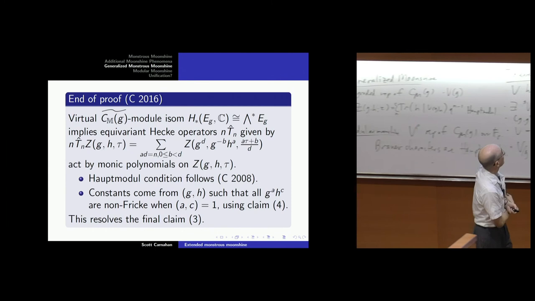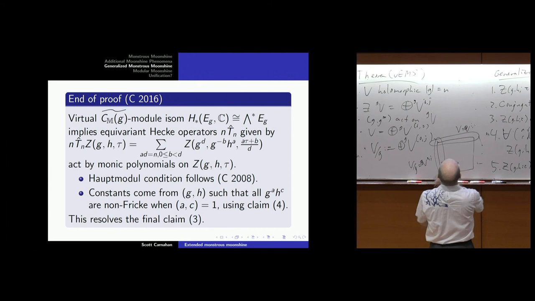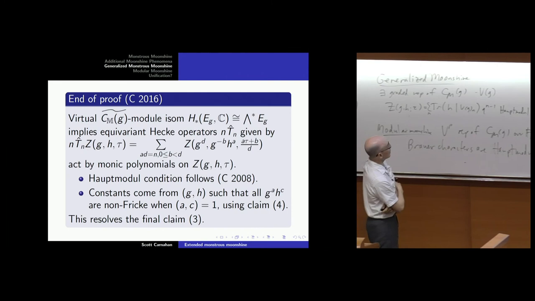That's sort of a key point, the fact that we get monic polynomials from Hecke operators. And that gives us a genus zero function. So then there's something about constant functions. This gives us the final claim.